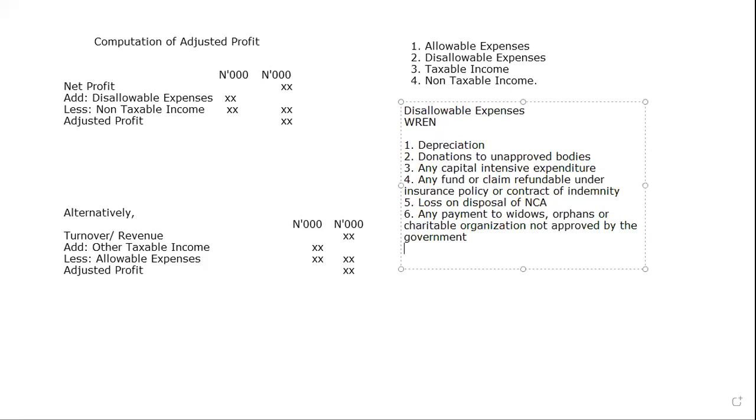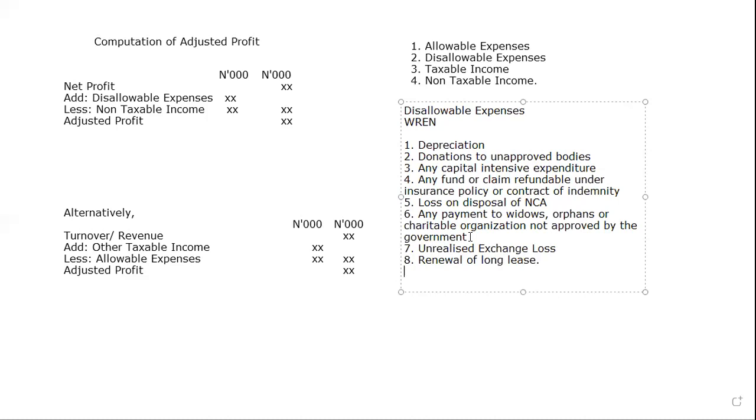Then we have unrealized exchange loss. We have renewal of long lease, etc. As we solve questions, we'll come across what the other items are.